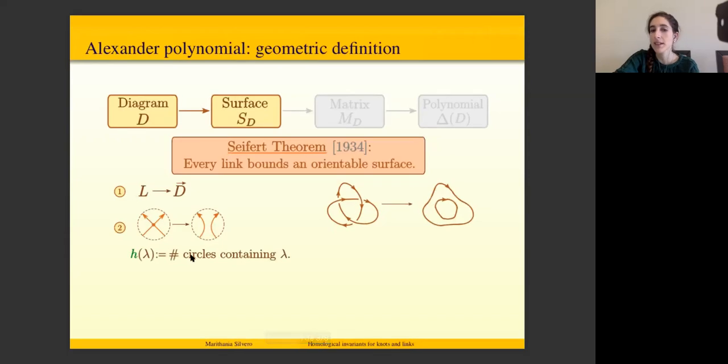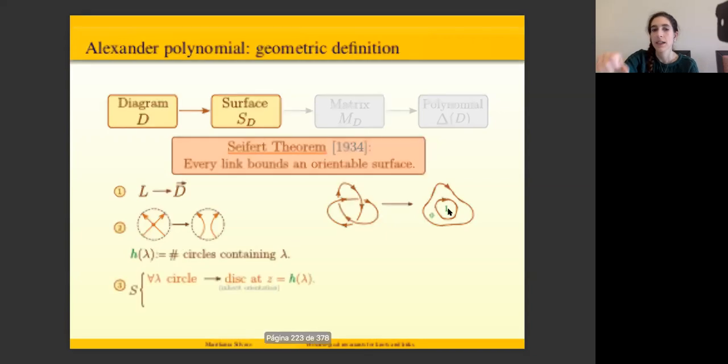And now to each circle, I'm going to define this map associating to each circle the number of circles containing it. In my case, the outermost circle is not contained in any circle, so I have 0. And this circle, the inner one, is contained in the other one. So to this circle, I associate 1.